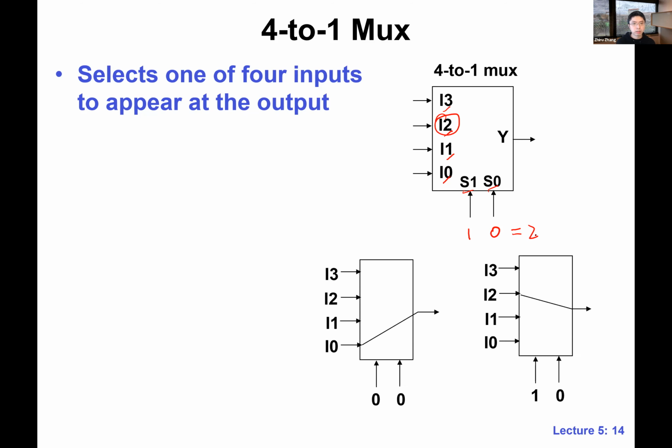All right. So I already showed you: for 1, 0, we are selecting I2. For 0, 0, we are selecting I0. For 0, 1, I1. For 1, 1, I3.